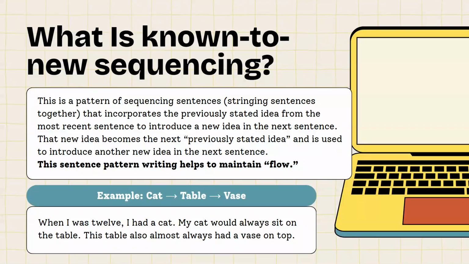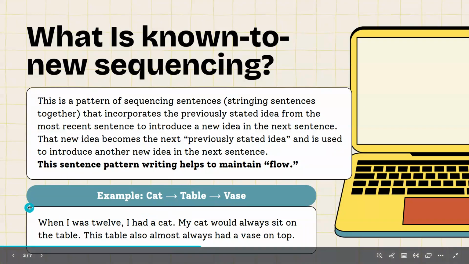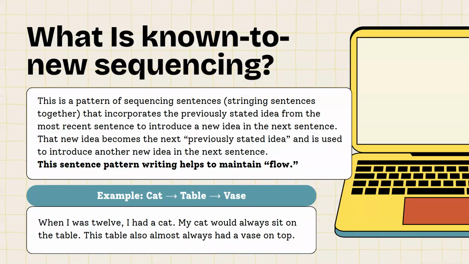So let's take a look at an example that walks us through cat, table, and vase. And before we look at this example, the examples we will look at and even the examples that we will practice are very rudimentary. They're quite simplistic. This doesn't mean that your writing has to sound this simplistic, but as we're building this skill, let's just start small. Okay, so let's take a look at the example here.